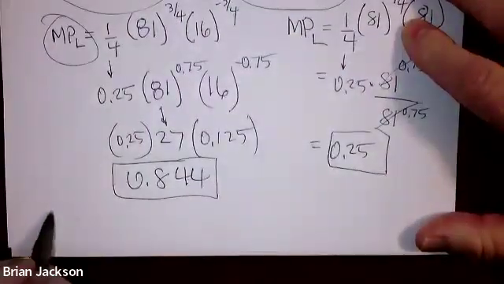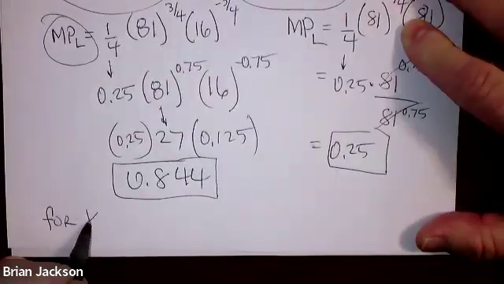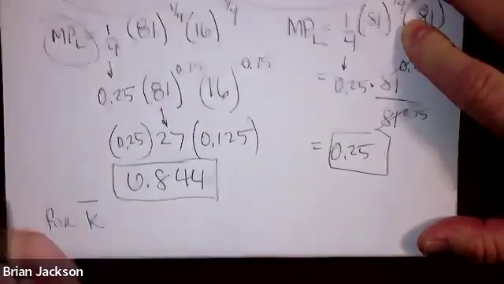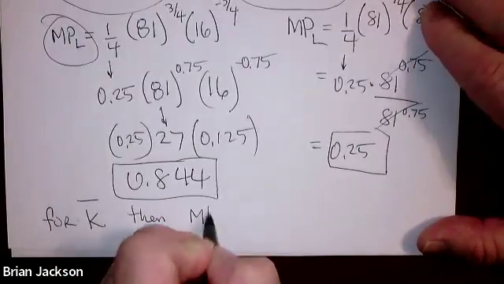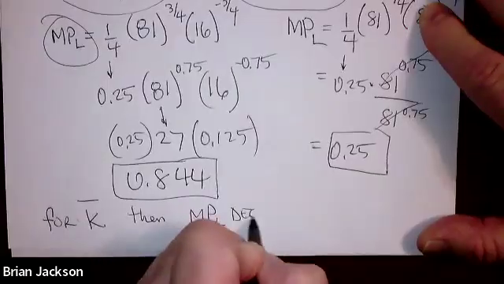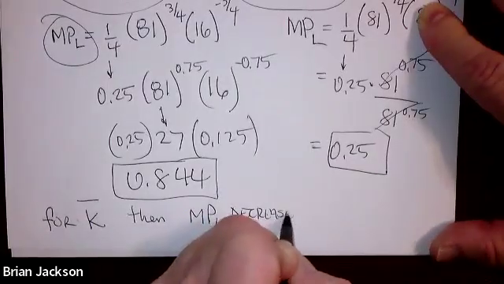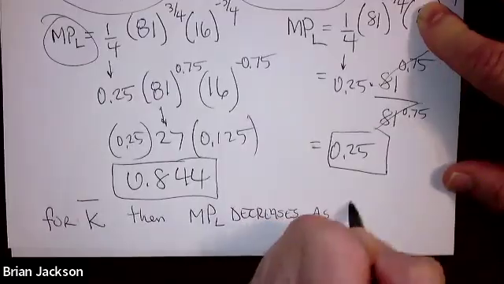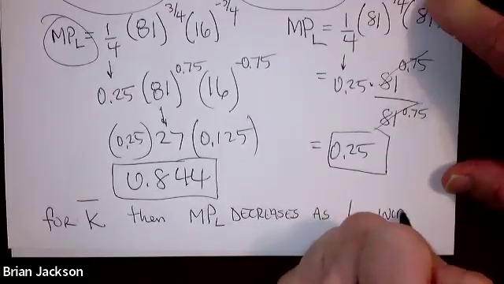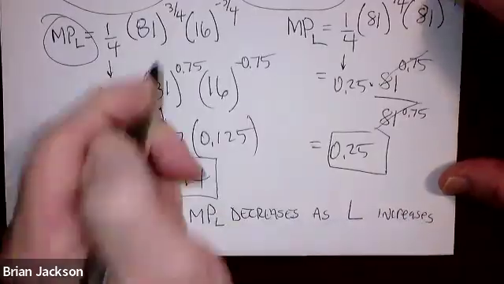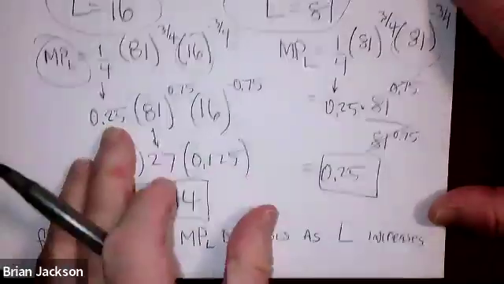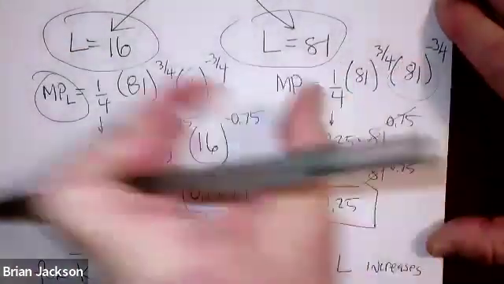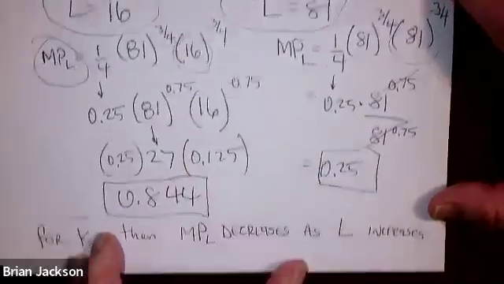So say if capital is fixed, so for a fixed level of capital, just put a bar over it or a star, it means it's fixed. Then the marginal product of labor decreases as the level of labor increases. Notice we went from 16 units of labor to 81 units of labor. Okay, that's what happened here, right? We're using more workers. Marginal product of a worker goes down.